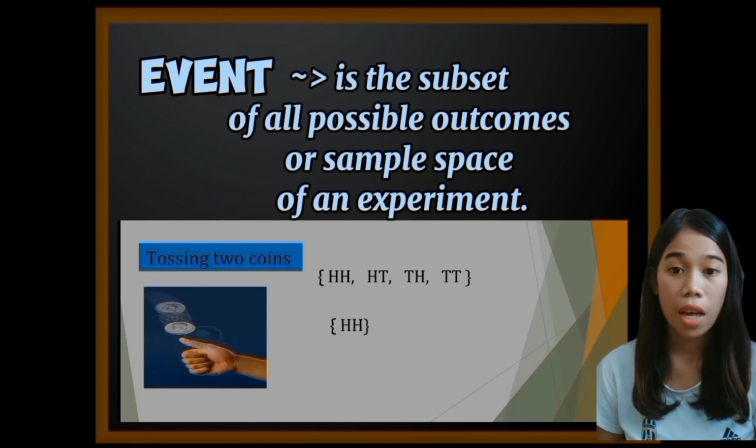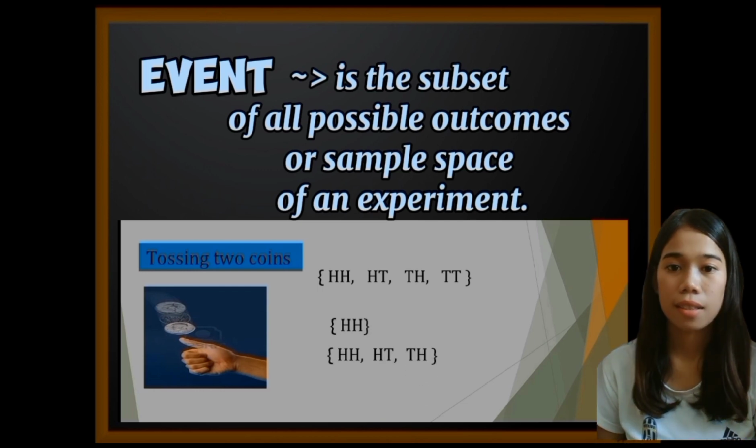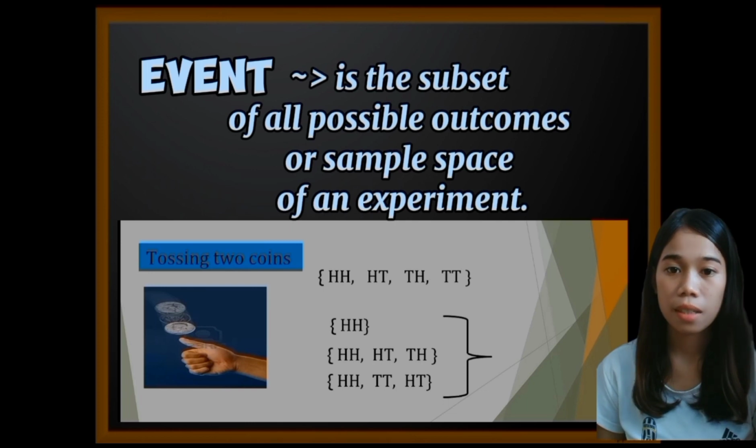So we have the subset of HH or head-head, the subset of head-head, head-tail, tail-head, and the subset of head-head, tail-tail, and head-tail. All of these subsets of all the possible outcomes or sample space of an experiment are called events.